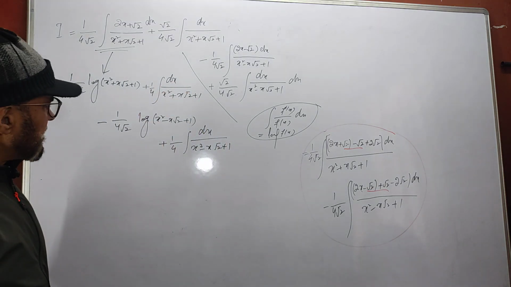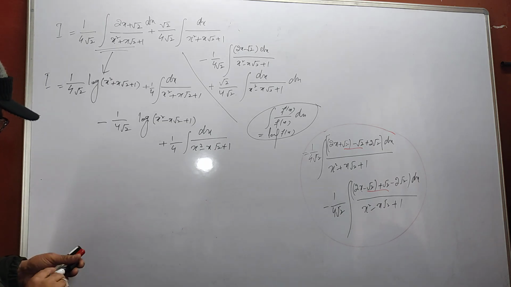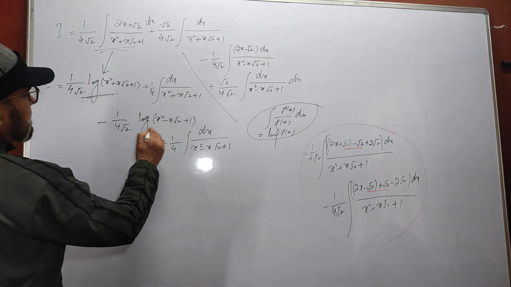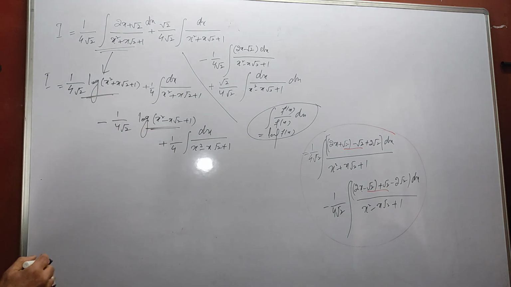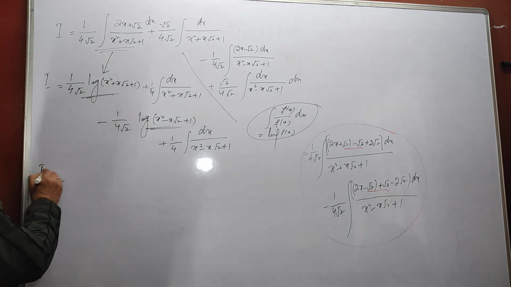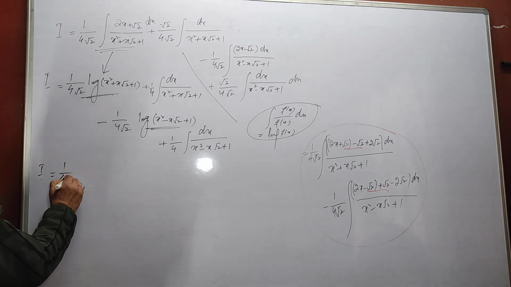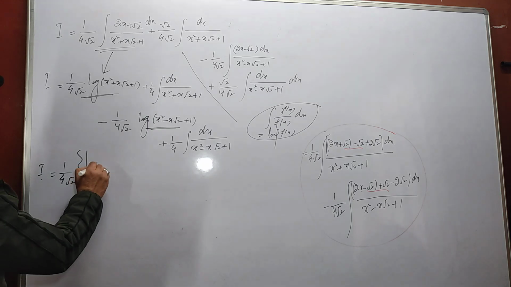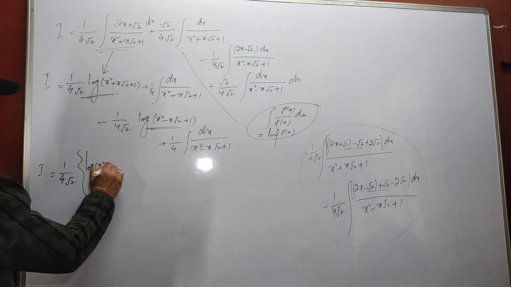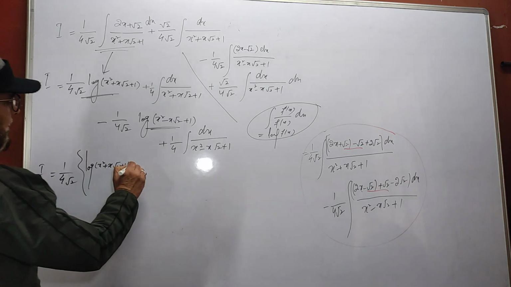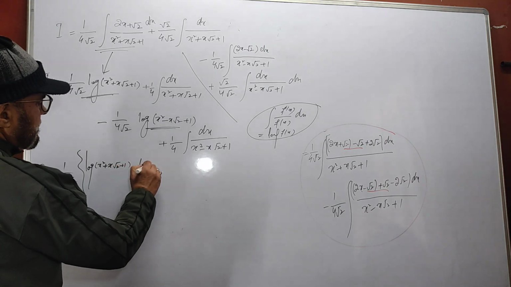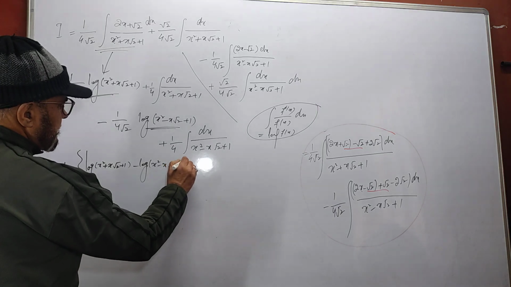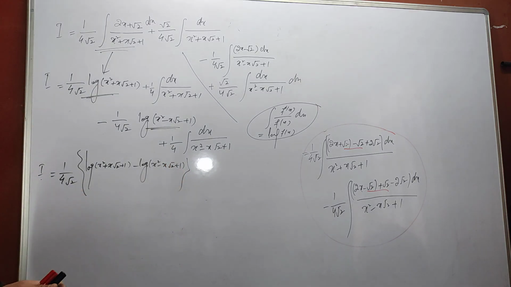Just look. Now what happens? I can take these two integrals here. Take this and this. These values. Take 1 by 4 this out. It is I = 1 upon 4√2 out. This will be your log(x² + x√2 + 1) minus log(x² − x√2 + 1). Is it?